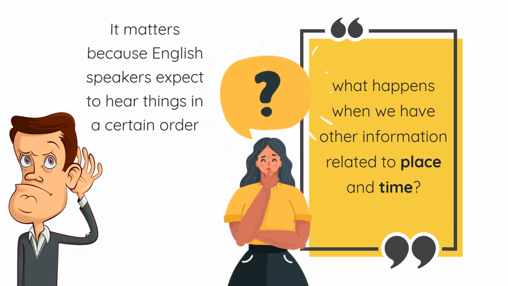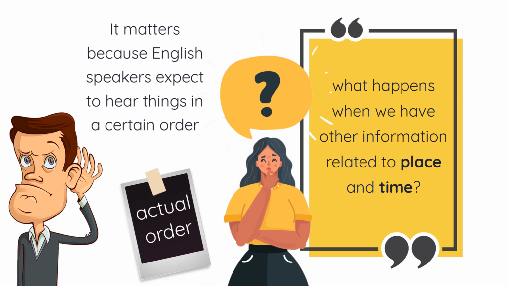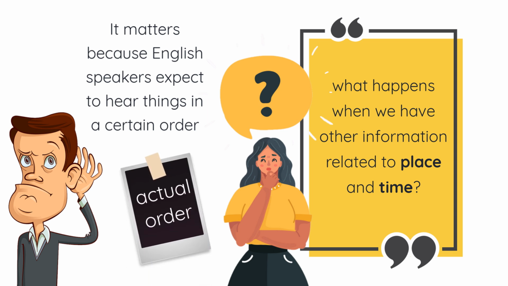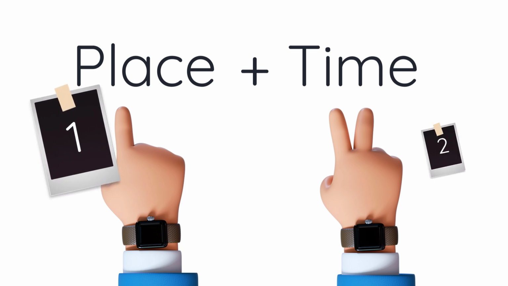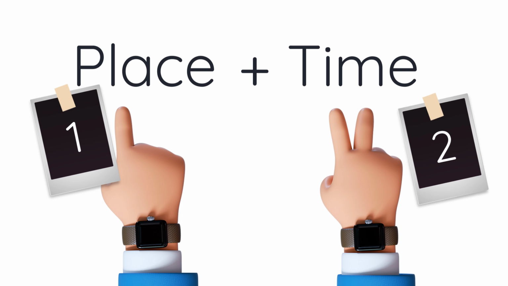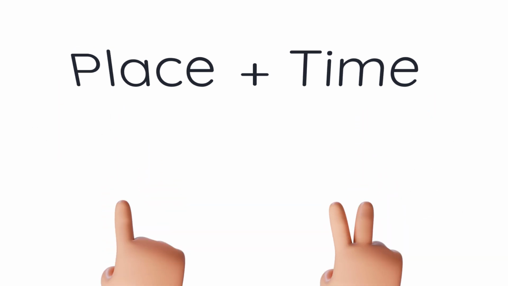Yes, it matters because English speakers expect to hear things in a certain order. As a grammar teacher and as an English teacher, I'm telling you there is an actual order that we follow normally. Okay, the rule is this, that if you need to mention information about place, first mention that, and then afterwards mention time. So place first, then time. Got it? Let's look at some examples.